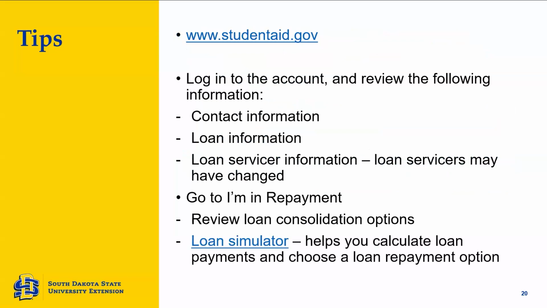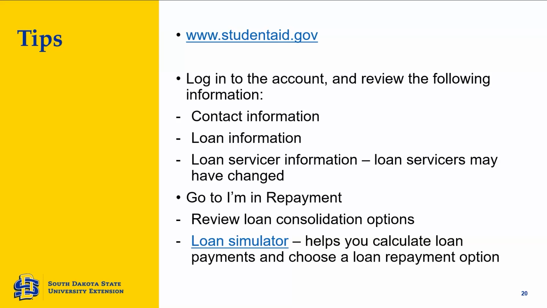All right, I'm going to spend some time talking about some tips for paying those student loans. As I've mentioned, the studentaid.gov website is where all of your federal student loan information is held. It's where you can apply for repayment plans and change your payment plans. It's where all of your contact information and your loan servicer information is.